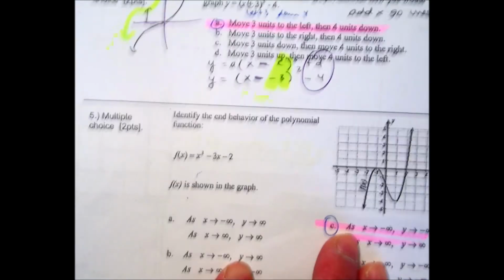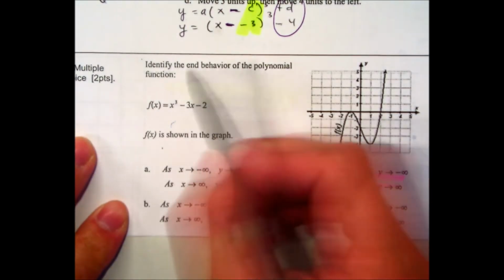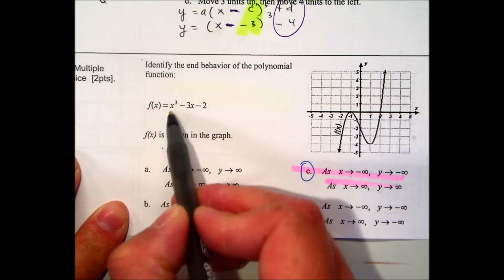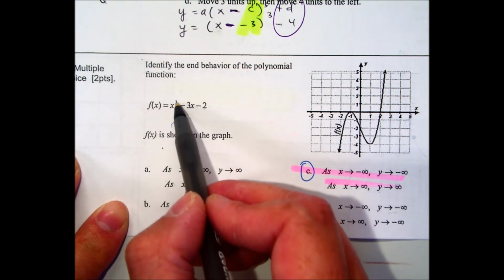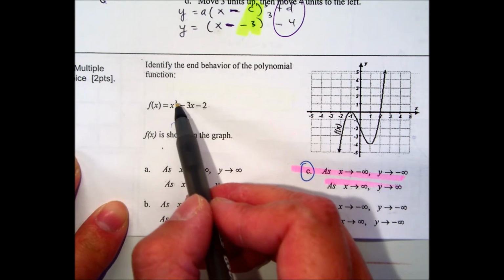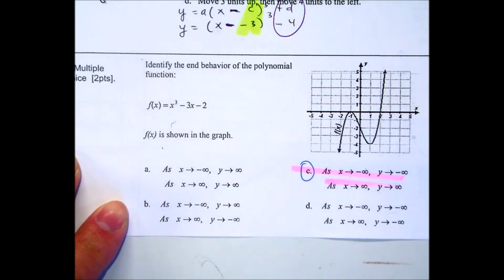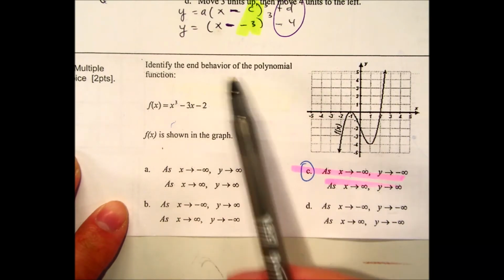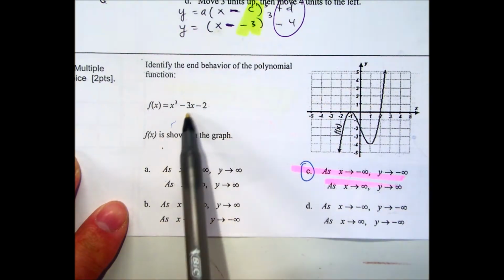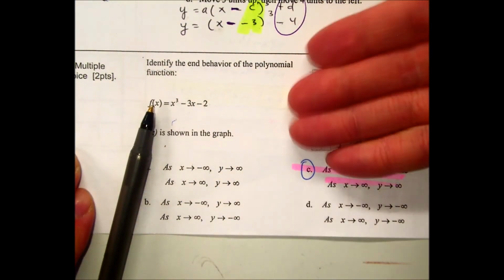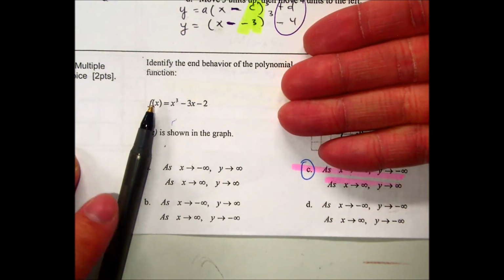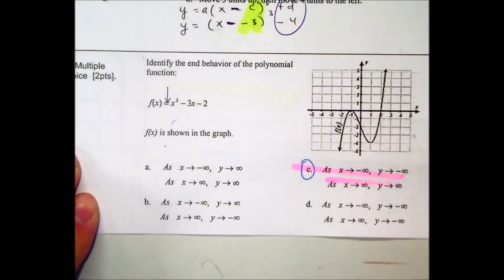Question number 5. Identify the end behavior of the polynomial function f of x equals x cubed minus 3x minus 2. Remember, all of chapter 5 is basically cubic to the third power or quartic to the fourth power. Now, here's a nice thing. I graphed it for you. I could have not given you the graph and still given you the same multiple choice, and you would have to sketch the graph. So the first thing I notice is that there's no a value, so it's a positive.